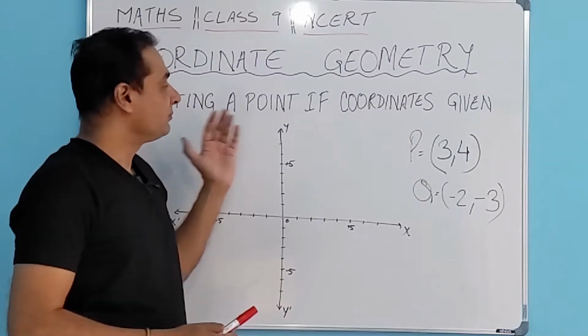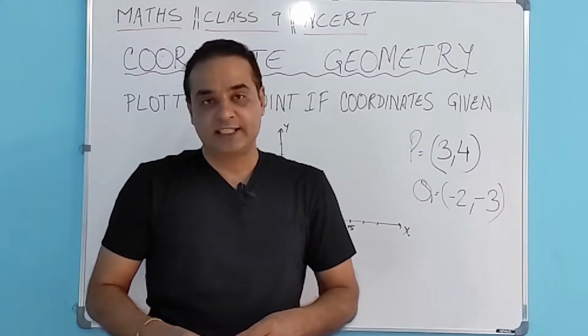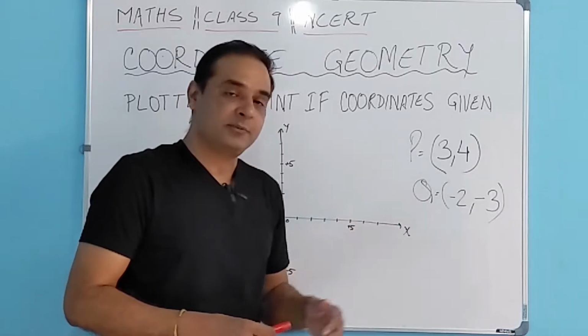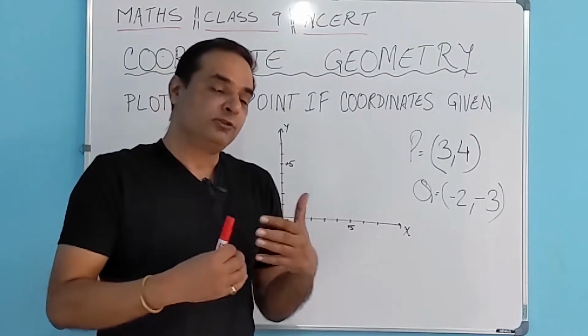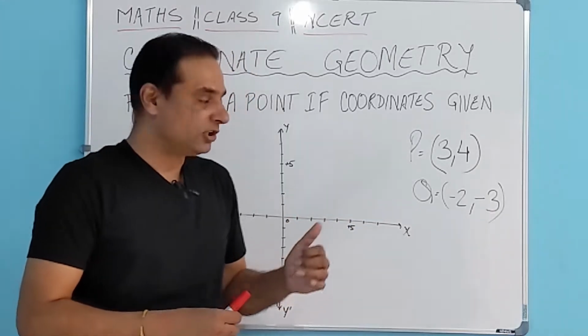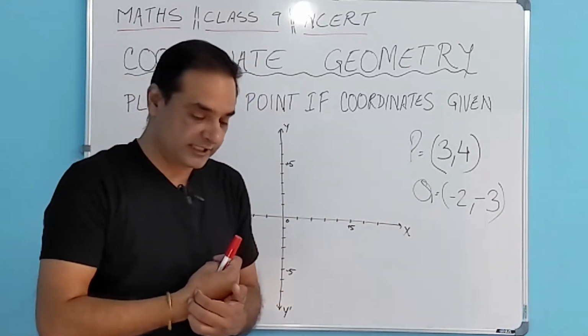The topic is plotting a point if the coordinates are given. So let's try to take two examples and let's try to follow these steps and then plot these points on the Cartesian plane or coordinate plane.